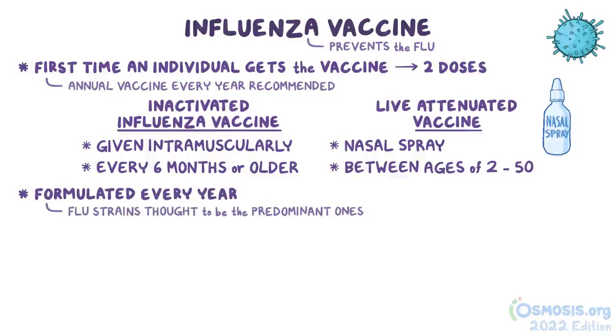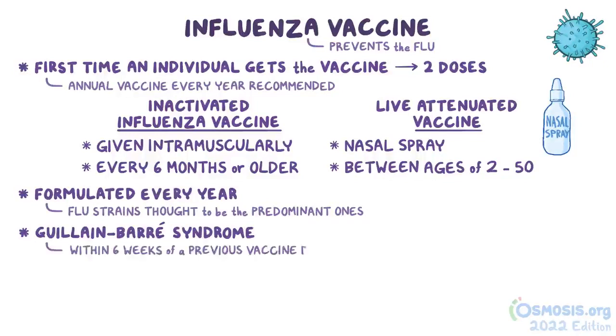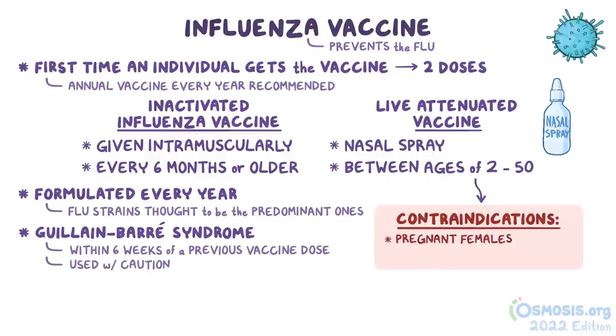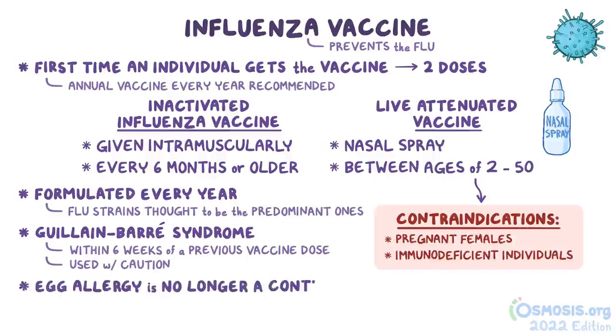The vaccine is thought to potentially carry a low risk of Guillain-Barré syndrome, so in individuals who previously developed Guillain-Barré syndrome within 6 weeks of a previous influenza vaccine, it should be used with caution at the discretion of the healthcare provider. The live attenuated vaccine is also contraindicated in pregnant females and immunodeficient individuals. Despite the common misconception, egg allergy is no longer considered a contraindication to the flu vaccine.